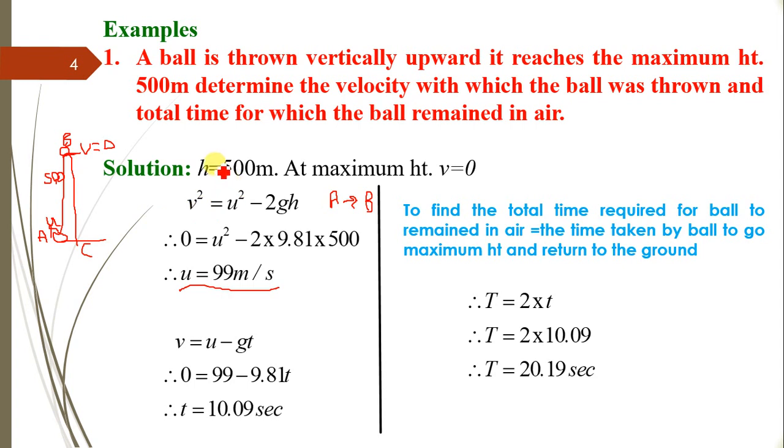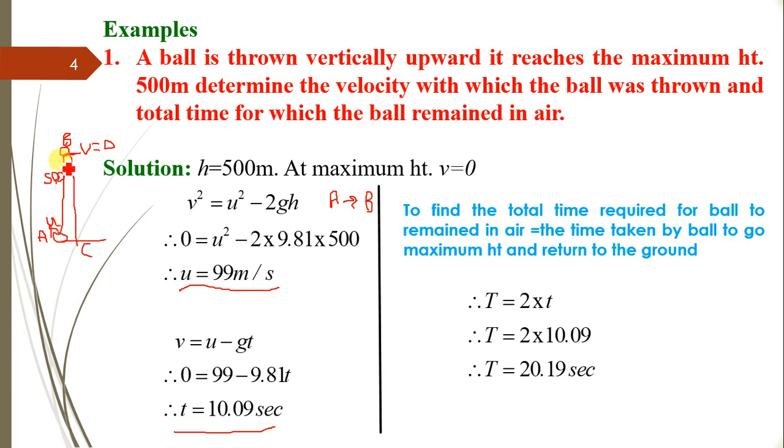Now one more thing we have to determine in this question is the total time for which the ball remains in air. Again considering A to B motion, v equals u minus gt. Substituting the value of v as 0 and u as 99, the time interval required to travel the 500 meter height is equal to 10.09 seconds. Now, when a ball is thrown, it reaches a maximum height and then comes back. So from A to B and B to C, the ball will remain in the air.